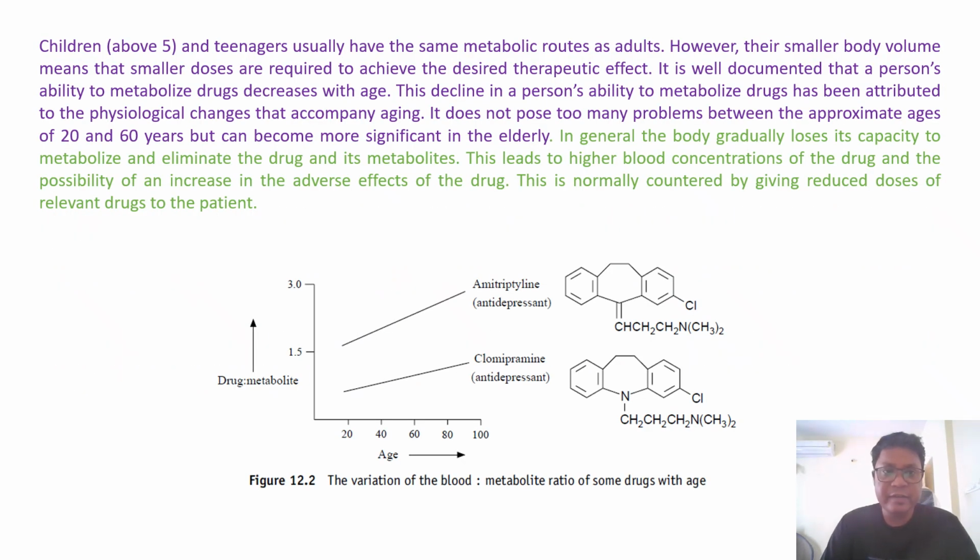Children above 5 and teenagers usually have the same metabolic routes as adults. However, their smaller body volume means that smaller doses are required to achieve the desired therapeutic effect.